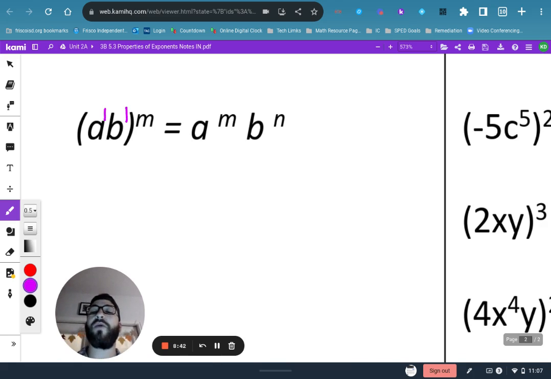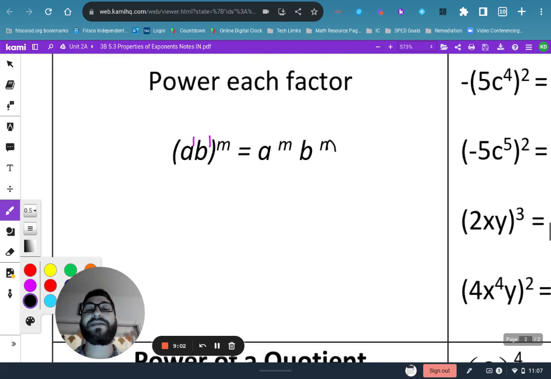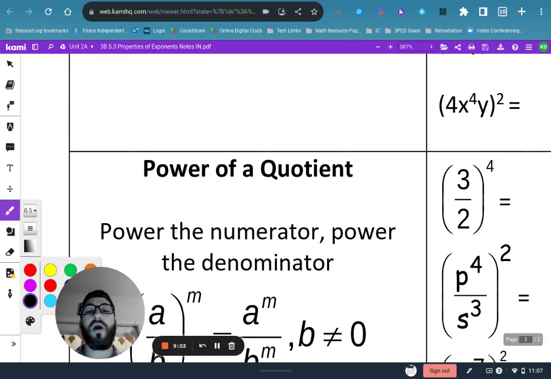So if I have a to the 1 times b to the 1, in parentheses, to the m, then both of the pieces inside get multiplied by m. So a to the 1 times m, 1 times m is m, b to the 1 to the m, 1 times m is m. So it's like our distribution property, and it's the exact same thing for our power of a quotient.